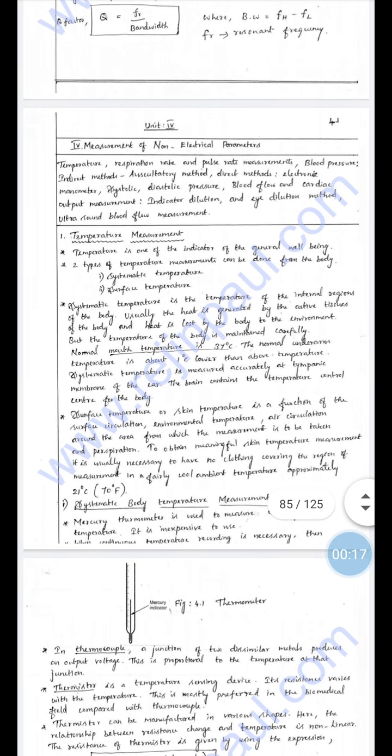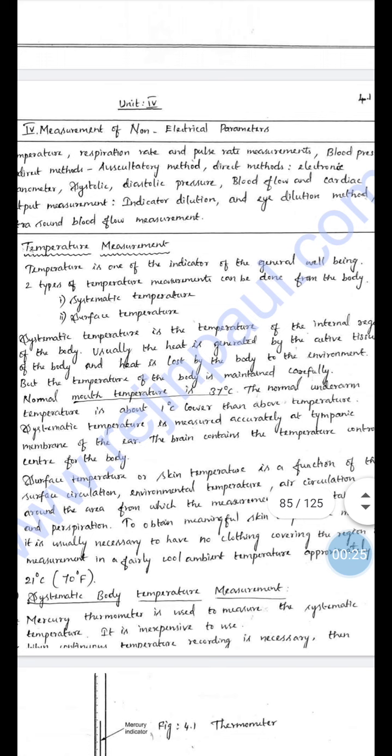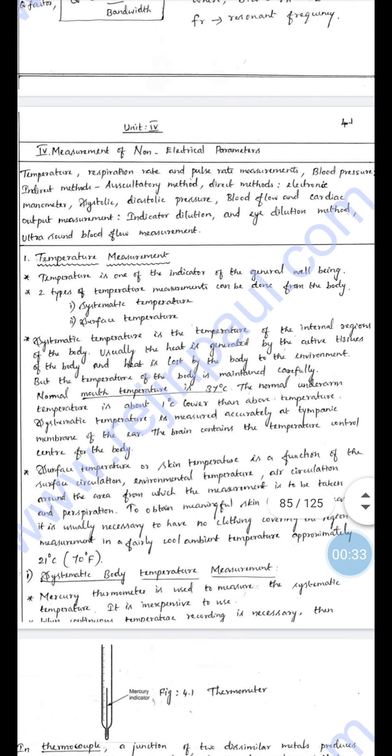In this video section, we are seeing about the 4th unit. In the 4th unit, I completed temperature, respiration rate, and pulse rate measurement. These all come under measurement of non-electrical parameters. In the next video, we will also see blood pressure measurement, the indirect method, that is the oscillatory method, and the direct method, the electronic manometer, and systolic and diastolic pressure range.